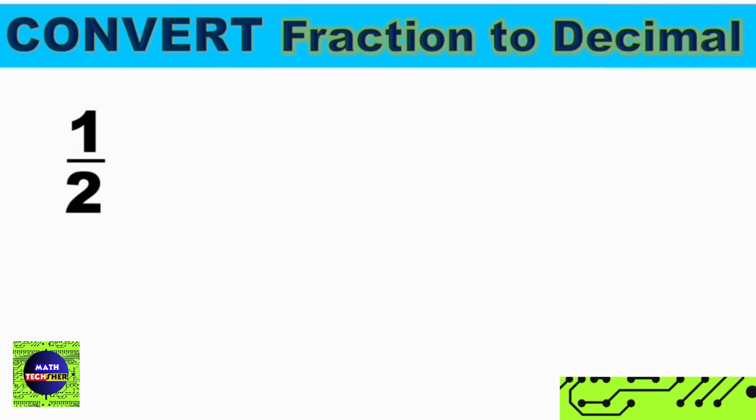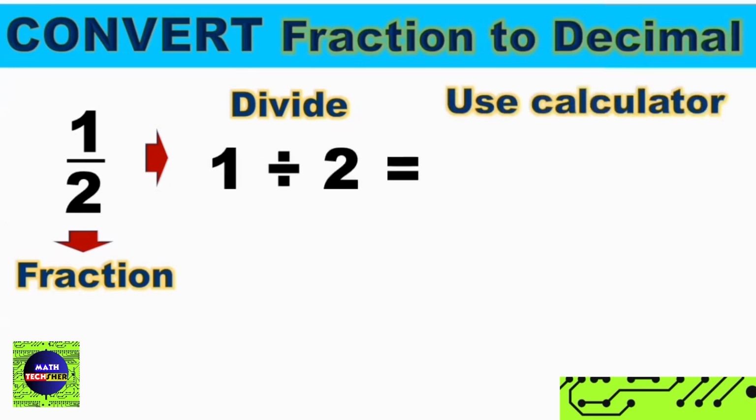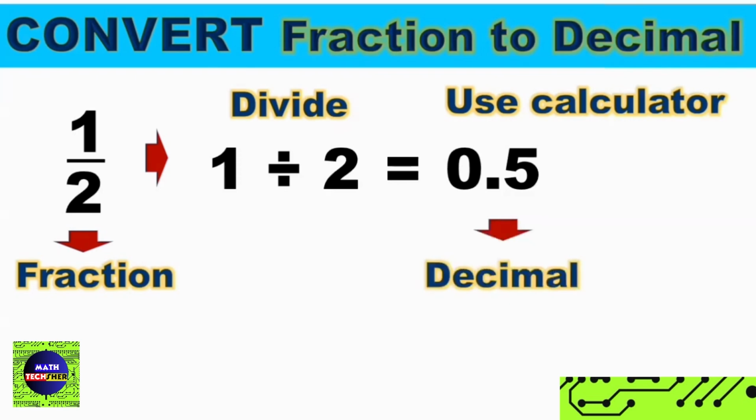We have 1/2. 1/2 is a fraction. Okay, the first step is to divide 1 divided by 2. So 1 divided by 2, using the calculator, is equal to 0.5. 0.5 now is what we call the decimal.